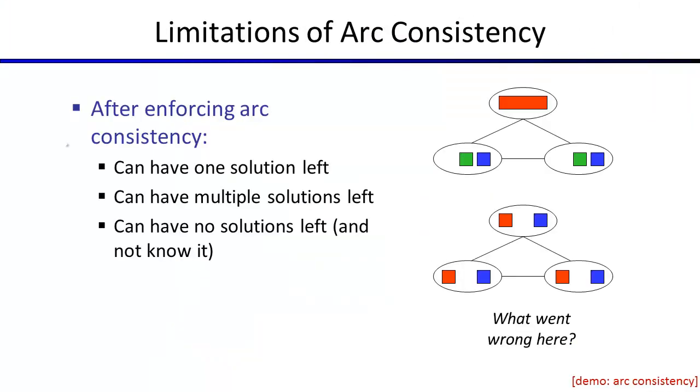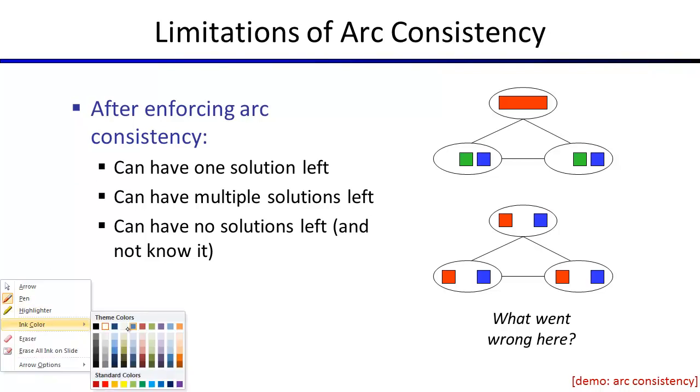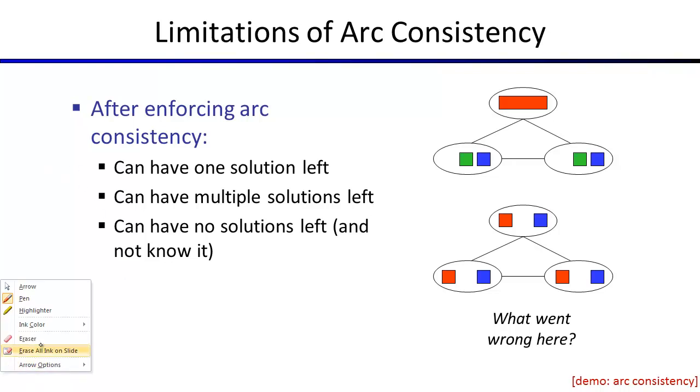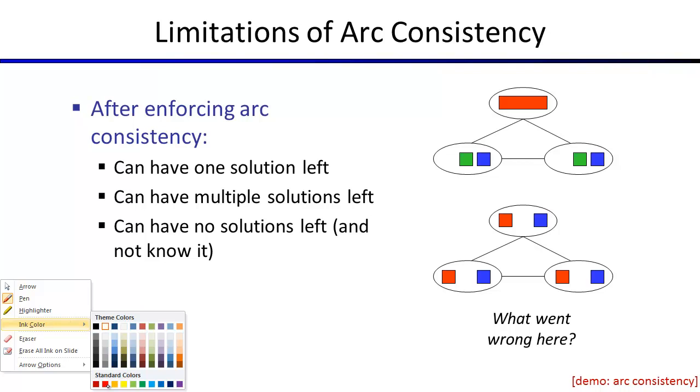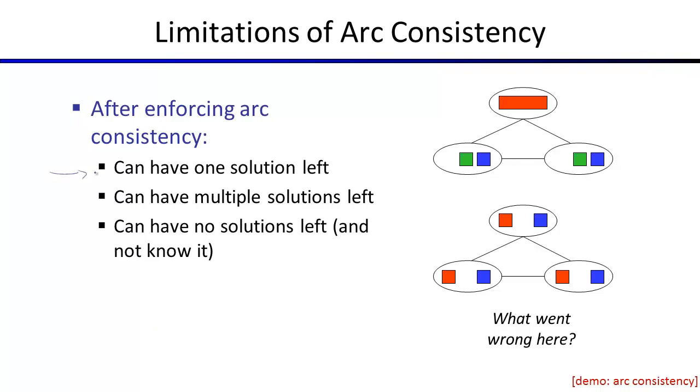What are the limitations of arc consistency? After you're done with enforcing arc consistency, this is what we have. We got lucky, this option here happened to be the first one. Oh, it's still in white, invisible. Go back to red. We have one solution left. That means you are done because all constraints are satisfied. We have multiple solutions left.